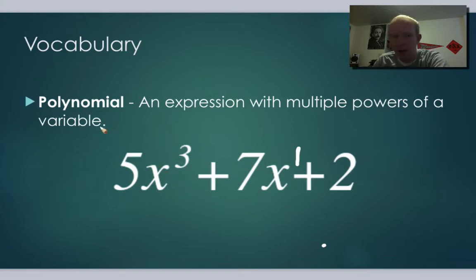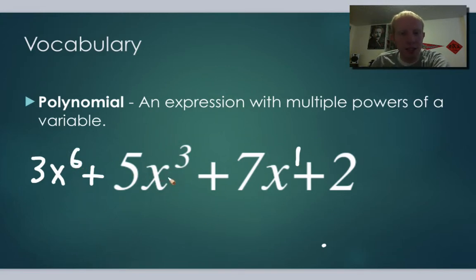Again, we could keep building off this. It could have a 3x to the 6th power in front. It could add a square power in there. Anything as long as it's x to some power, or whatever the variable is, that's a polynomial.